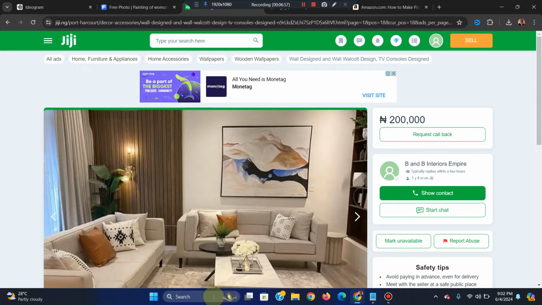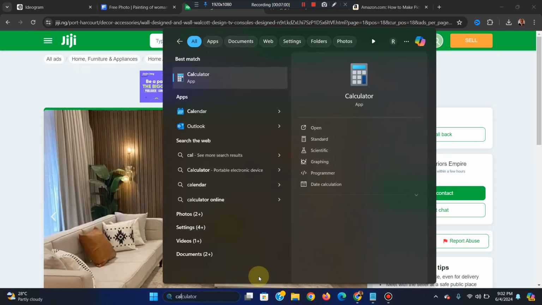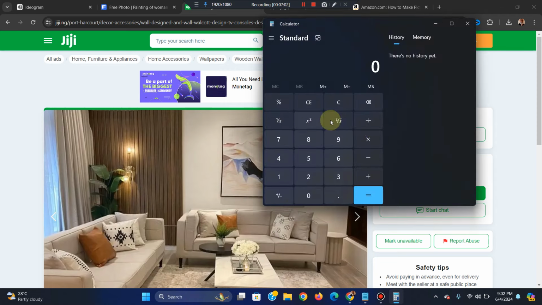And imagine you are making money at 200k. Let's do the calculator. You use 15k to do it. 200k minus 15k will give you 185k. And if you are able to do like 10 of that, that can make you 1,850,000.